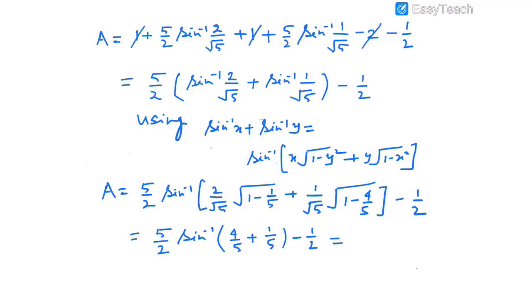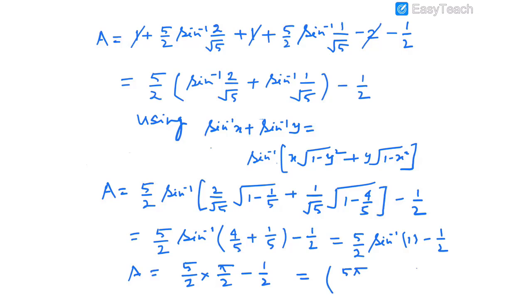which is equal to 5 by 2 sine inverse 5 by 5, which is equal to 1, and sine inverse 1 is pi by 2, therefore a is equal to 5 by 2 into pi by 2 minus 1 by 2. This can further be written as 5 pi by 4 minus 1 by 2. So this is the final answer.